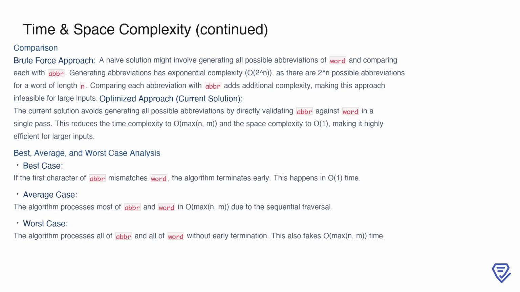Looking at different scenarios, the best-case scenario occurs when there's an early mismatch in ABBR and word, allowing the algorithm to terminate in O(1) time. On average, the algorithm processes most of ABBR and word, taking O(max(n, m)). In the worst case, the algorithm processes both inputs entirely without early termination, which also takes O(max(n, m)).